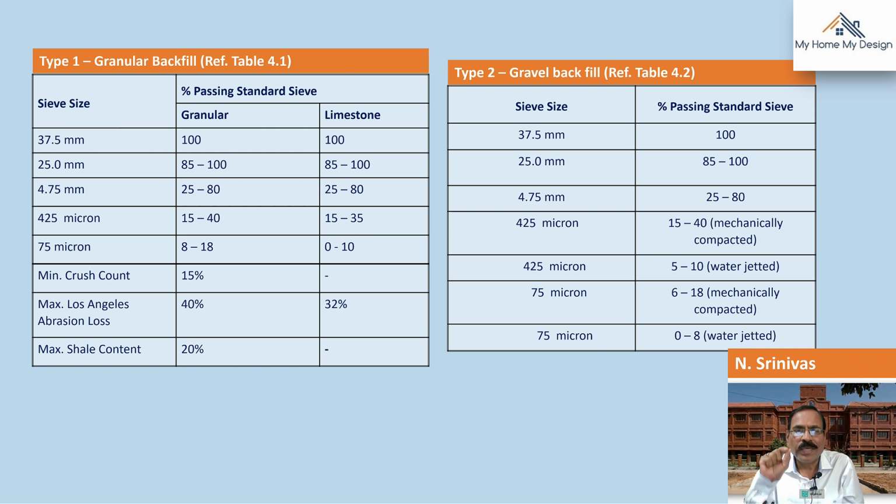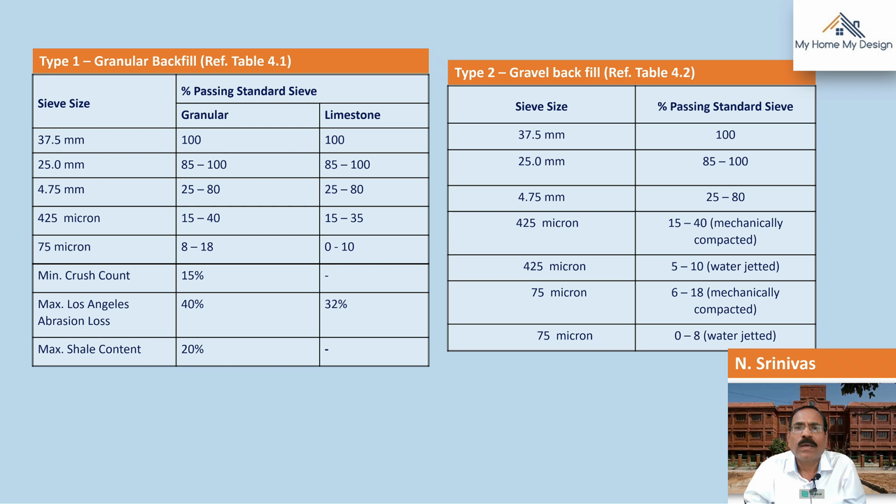So that means here what we understand, the maximum size of the granular is 37.5 mm. So we can say 40 mm. The 40 mm size pebbles are allowed for the backfilling material. The remaining things are 25 mm, 4.75 mm, 425 micron and 75 micron. These are the various grades of well graded soil. This is the type of soil we need to go for the backfilling.